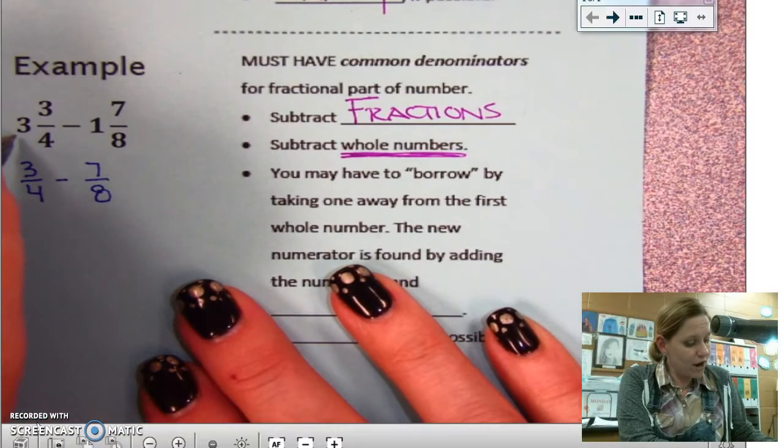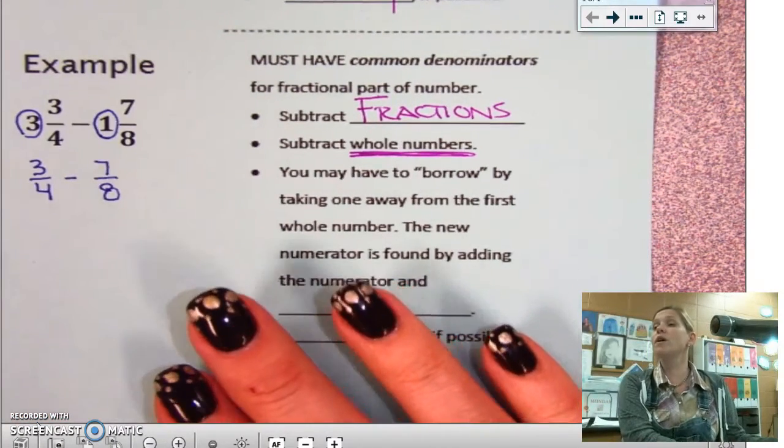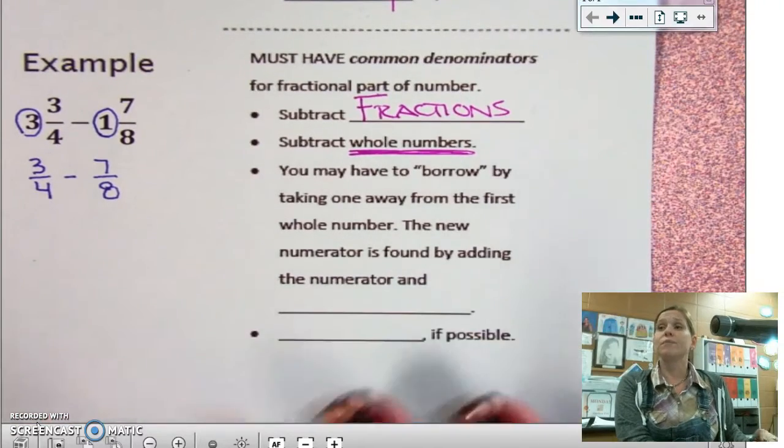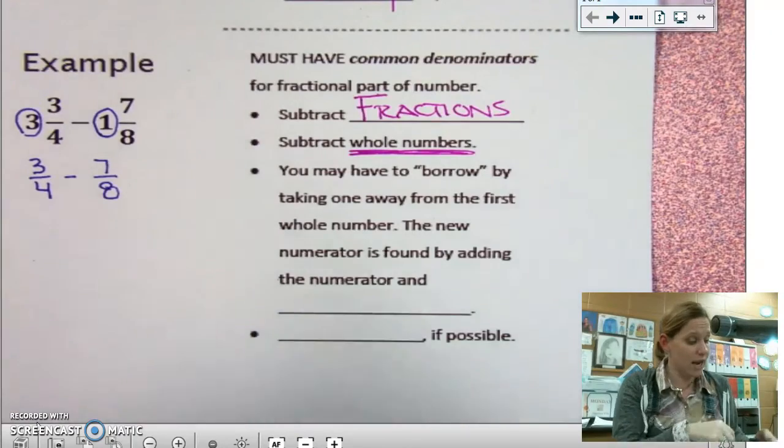I'm just going to pull the fraction part. I'm going to leave this out for right now and just not worry about the whole numbers. Let's just look at the fractions. So I need to find a common denominator for 4 and 8. So we're going to go ahead and do that.